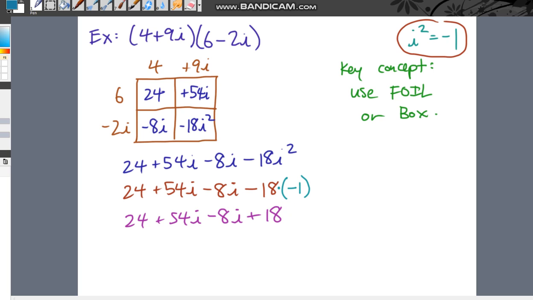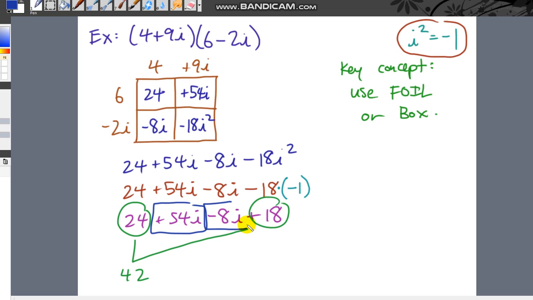And now let's go ahead and simplify this. So we have a 24 and an 18 here. If we were to combine those, 24 plus 18 will get us 42. And then we have 54i minus 8i. So 54i minus 8i, put those together, we get a positive 46i. Okay, and this is your final answer. That is how you would simplify this expression, multiplying the two complex numbers together.